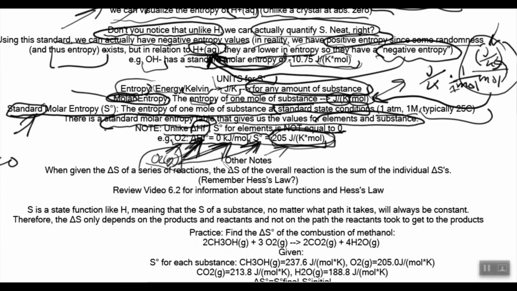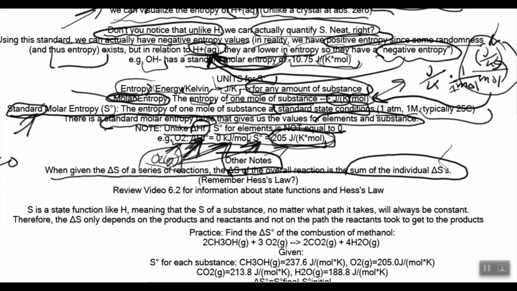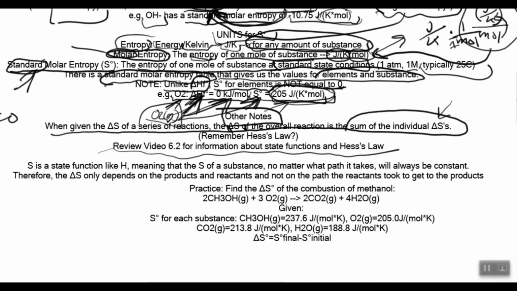Now, let's do one last thing. Let's go back to Hess's law and apply it to this chapter. When given the delta S of a series of reactions, the delta S of the overall reaction is actually the sum of the individual delta S's of the reactions. So if you don't know what Hess's law is, well, you can review that.